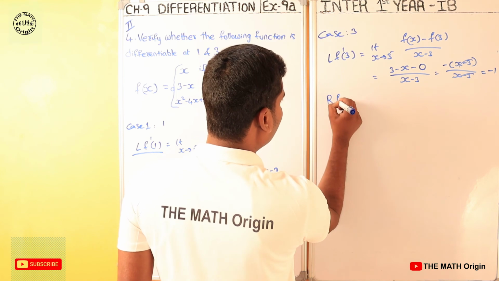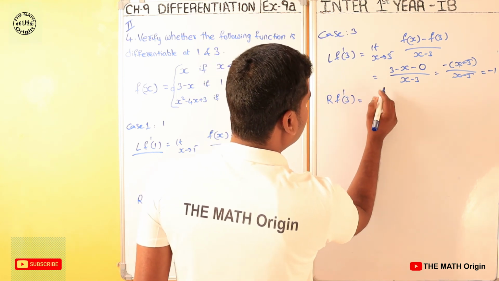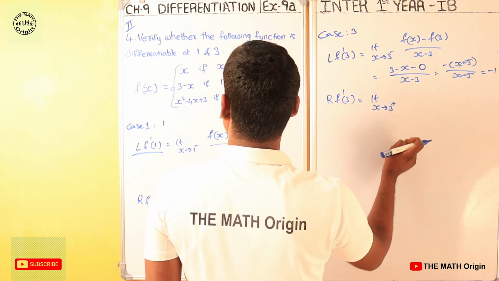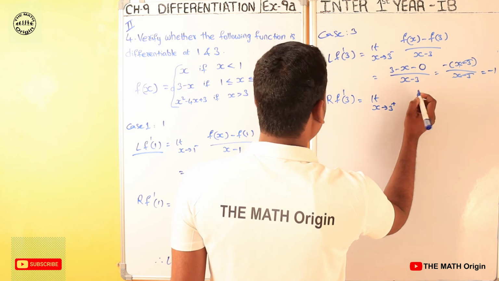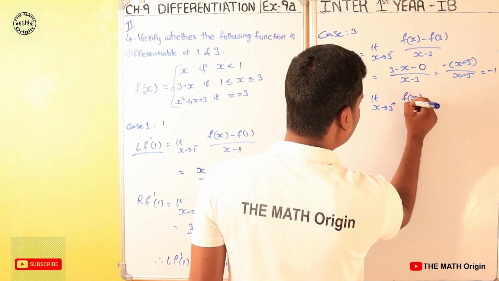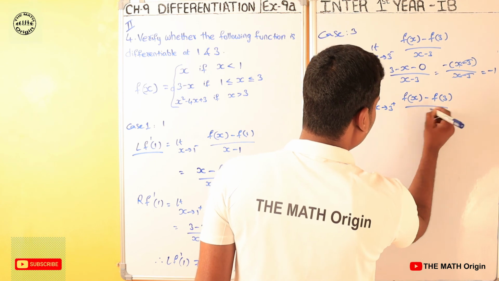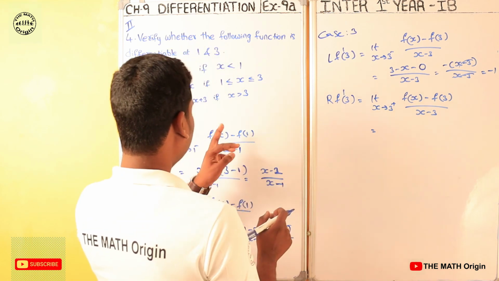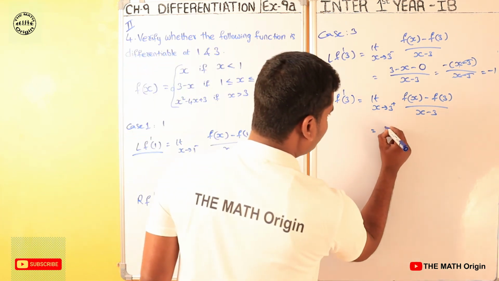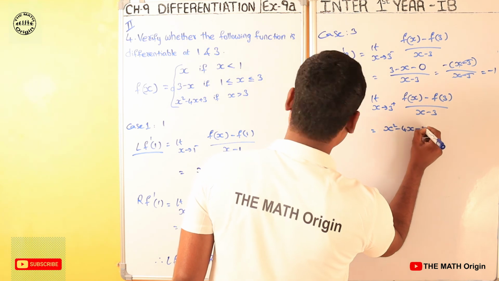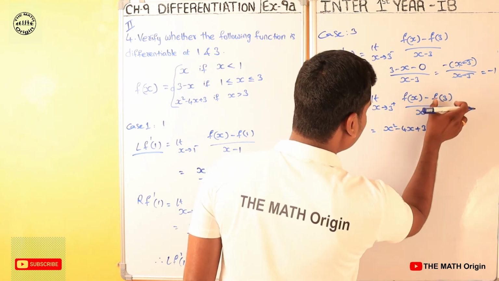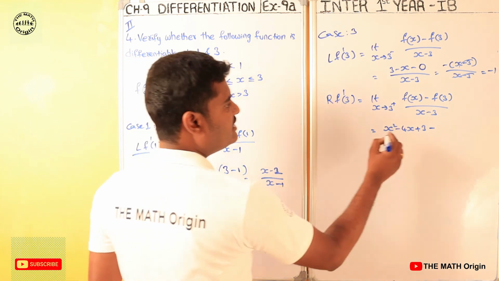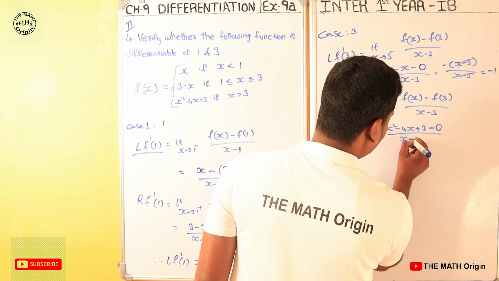Next, the right hand derivative of f at 3 is the limit as x tends to 3 plus of f of x minus f of 3 by x minus 3. For x tending to 3 plus, f of x is x square minus 4x plus 3, and substituting 3 in f of 3 gives 3 minus 3, which is 0, divided by x minus 3.